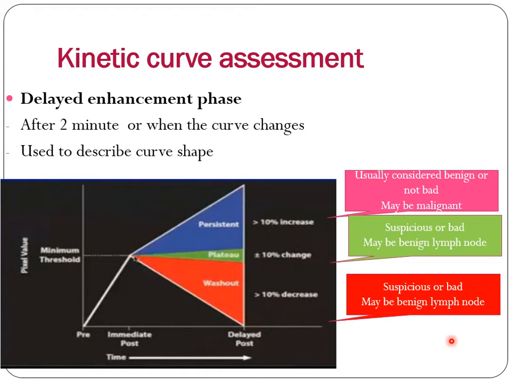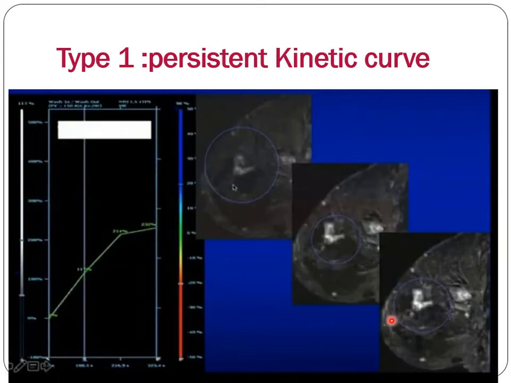And the delayed enhancement phase, after 2 minutes or when the curve changes, is used to describe the curve shape. It's very important to depend on it to decide whether this lesion is mostly malignant or benign. And these are series of images. Without using the curve, you can scroll over these series of images to evaluate the dynamic property of the lesion.